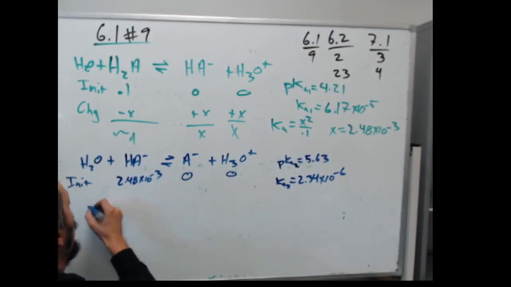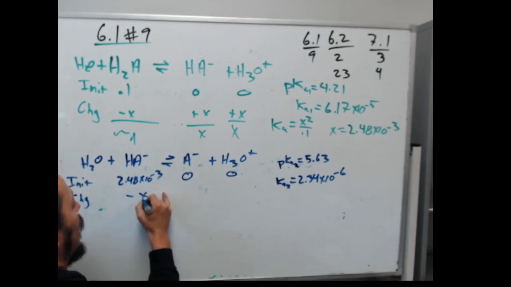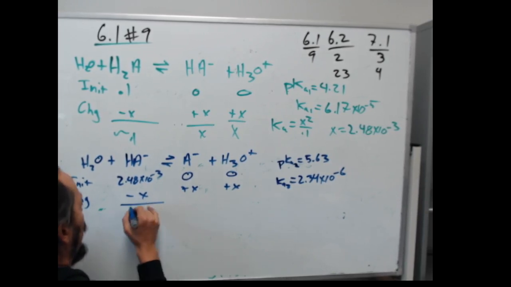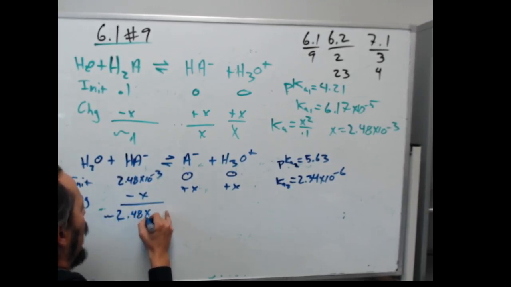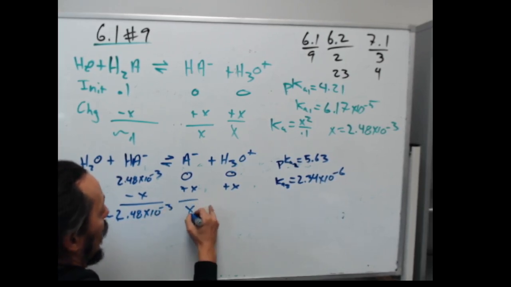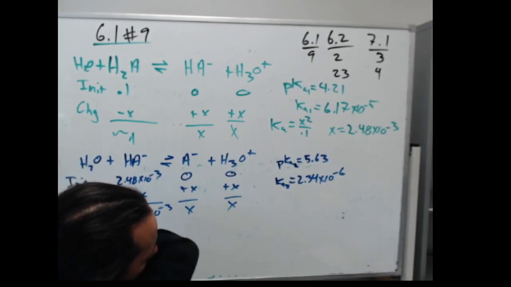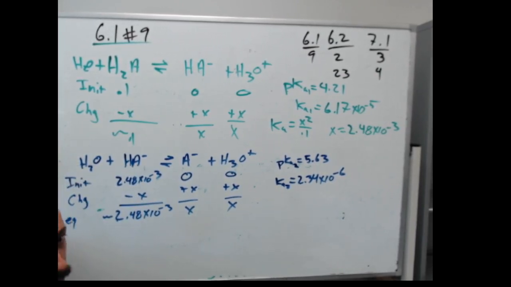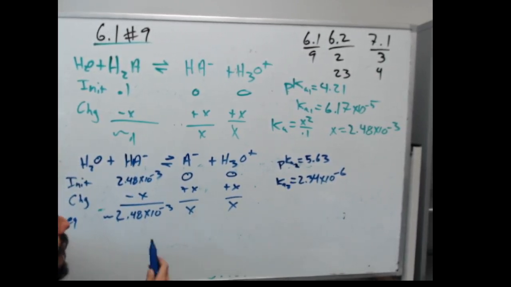I've got zeros there. I'm doing my change. Minus x, plus x, plus x. At equilibrium, I'm going to have approximately 2.48 times 10 to the minus 3, x, and x. I'm worried. Can you tell why I'm worried? X is small might fail. I think x is small is going to fail.